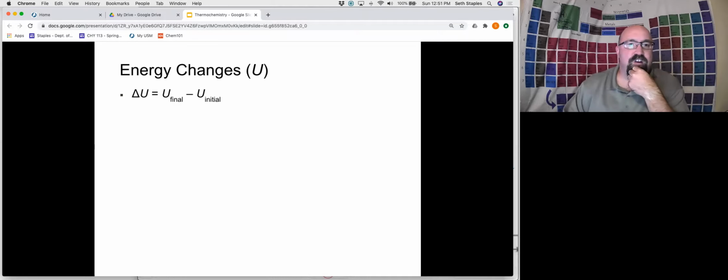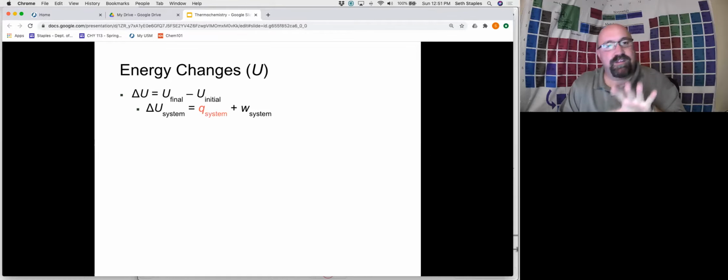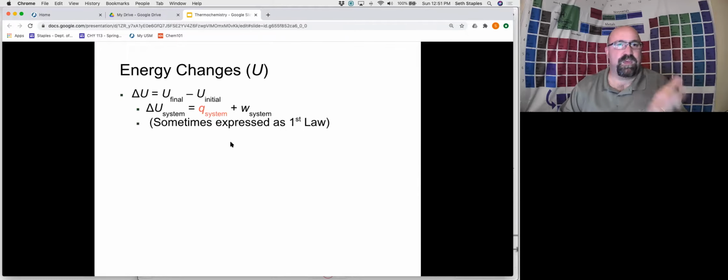Our overall energy change is just our final energy minus our initial energy. Shouldn't be anything too groundbreaking there. And we talked about this a little bit earlier, that the overall energy change for a system is going to be equal to the Q of the system, the heat changes, and the energy in heat flow, plus the work done by the system. And it's this that is sometimes expressed as the first law of thermodynamics.